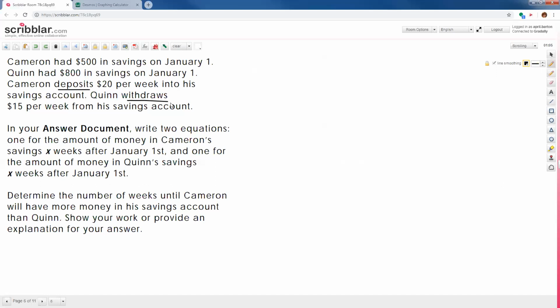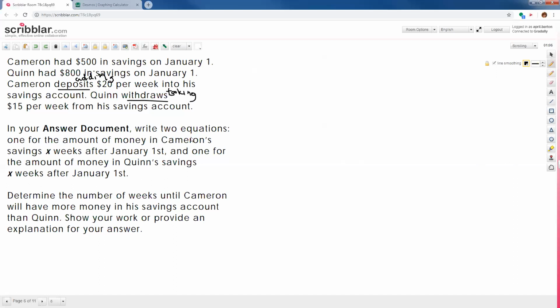What does deposit mean when you're banking? Putting the money in. We're adding money. And what does withdraw mean? Taking it out. Taking it away. So, some vocabulary, again, you need to know to do a question like this.